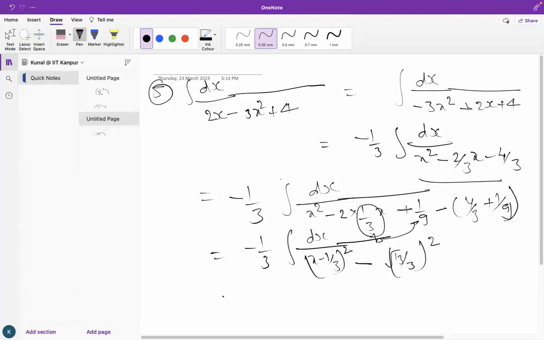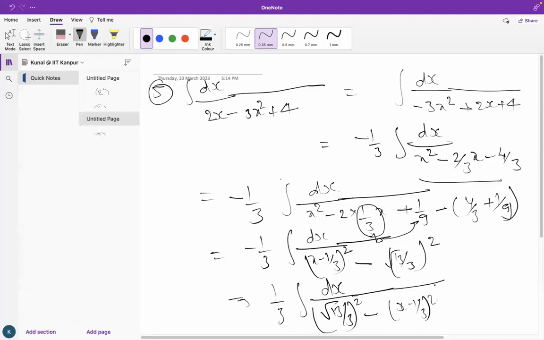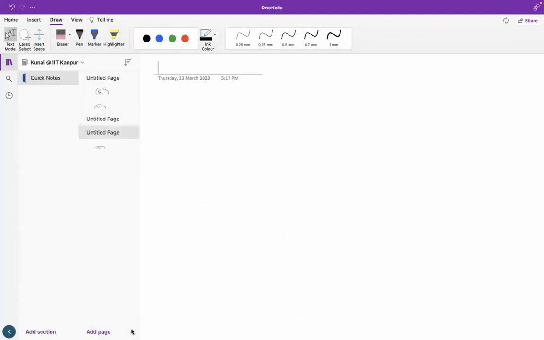So when we take minus inside, it looks like 1 by 3 dx, root 13 by 3 whole square minus x minus 1 by 3. So now it's converted into the form a square minus x square. Okay. And we know the integration of a square minus x square is, let me go to the next page. So our integration will be like, yesterday we read the formula, which is 1 by 2a.